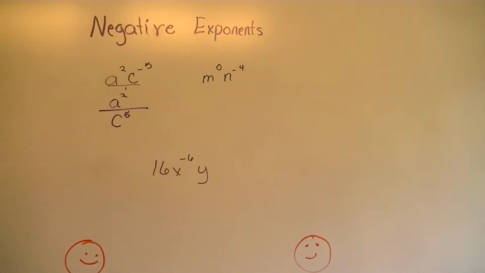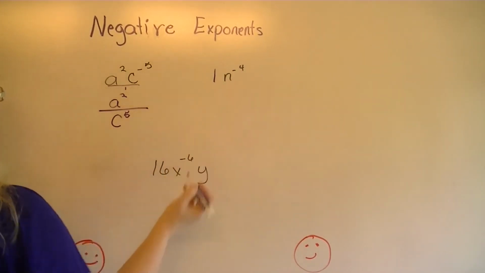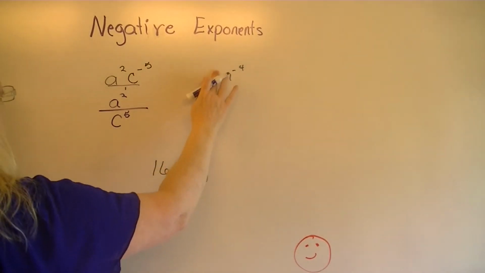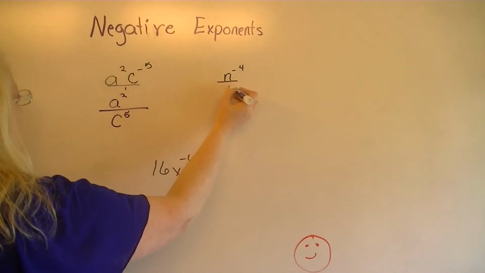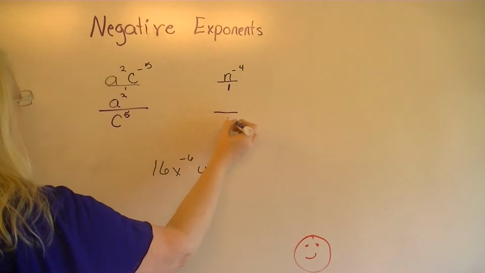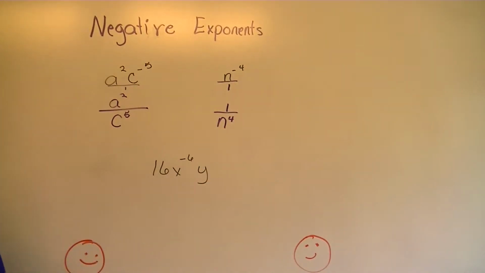Let's take a look at this next one. The first thing that you want to notice is anything to the 0 power equals 1. So I can erase that and think about it as 1 times n to the negative 4th power, which is just n to the negative 4th. Now, I'm going to make this a fraction, and I'm going to flip it upside down, and then the 1 goes on top.